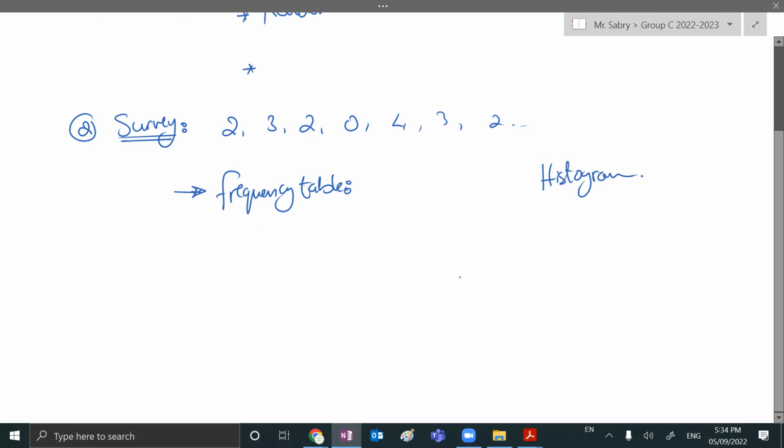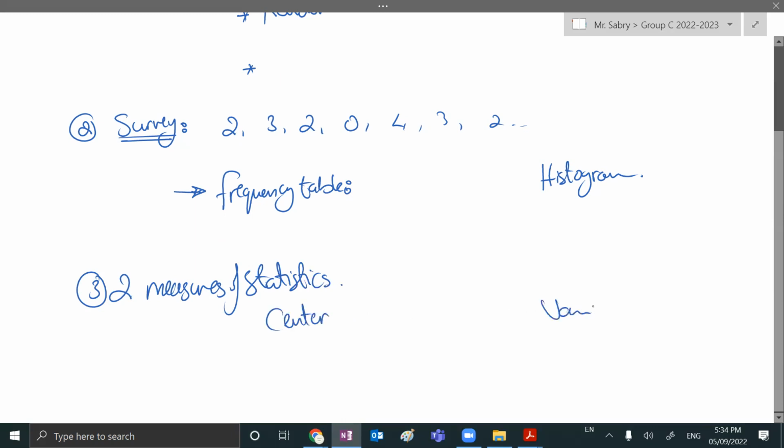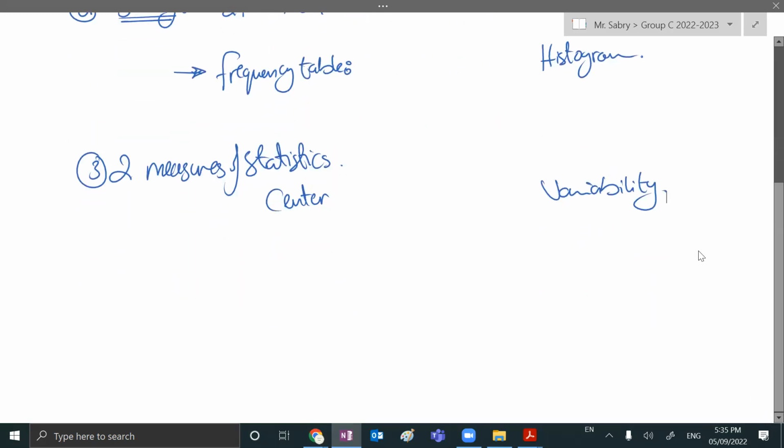Now, okay, let's say we already gathered the numbers. What do we do next in order to understand more details about those people? So we do 2 types of measures of statistics. One is called measures of center, and the other is called measures of variability. And actually, the names make sense, because I want to measure how centered the numbers are.